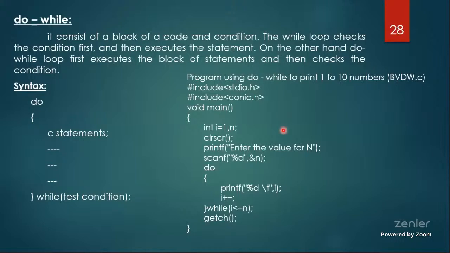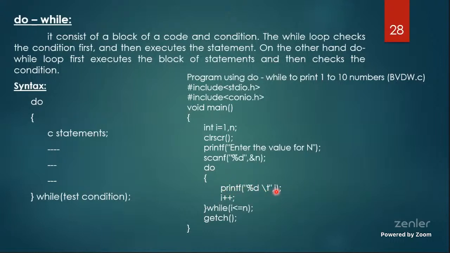So void main, I is equal to 1, n, enter the value for n, scanf percentage d ampersand n. I hope you all are familiar with this concept. We are taking the n value here. After that, do what you are going to do: printf percentage d slash t comma I. You will be printing the I value.